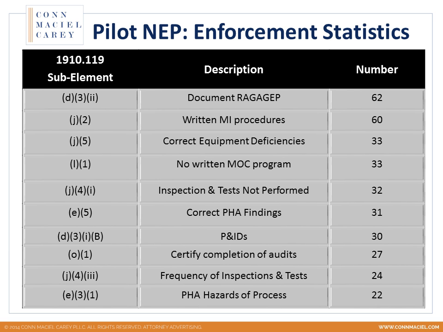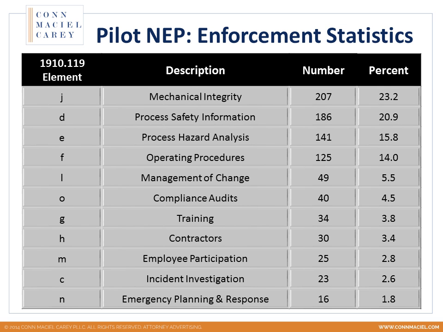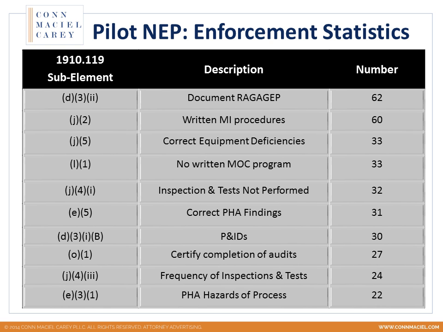Broken down in a little bit more detail, this shows you precisely which sub-element of those major categories were being cited. And what's interesting is, we're talking about mechanical integrity, right? Mechanical integrity was the most oft-cited item, but really that was made up of 1, 2, 3, 4 different substandards.